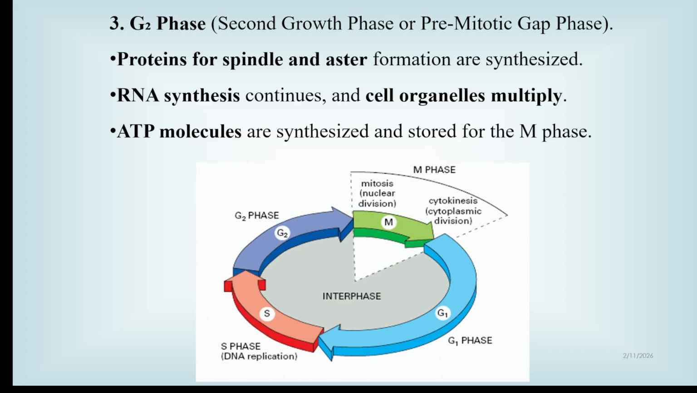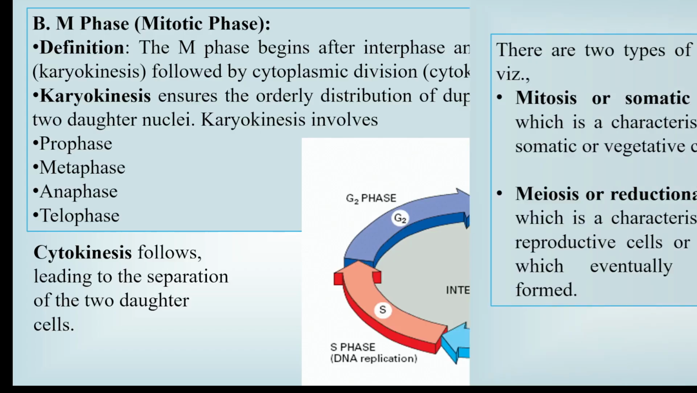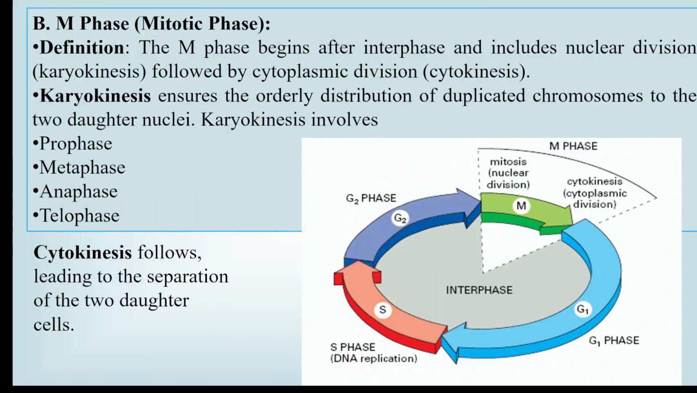Then the next, the second phase of the cell cycle. Around 70 to 80% of the time is taken by the interphase, then the cell goes into the mitotic phase. The mitotic phase begins after the interphase and includes the nuclear division, which is called karyokinesis, and that karyokinesis is then followed by cytokinesis.